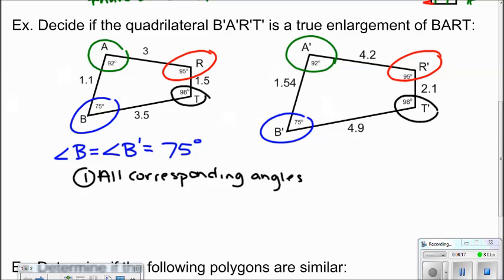And when you're proving if two polygons are similar, you do need to make these statements that show you've checked the angles as well as the side length. So you need to state that the corresponding angles are equal. It's not just enough to just circle them. You actually need to make that statement.